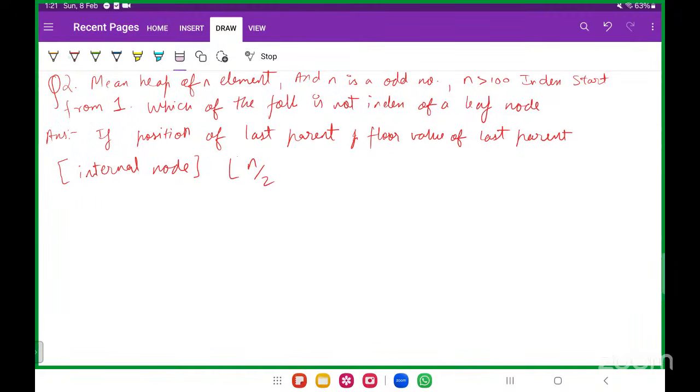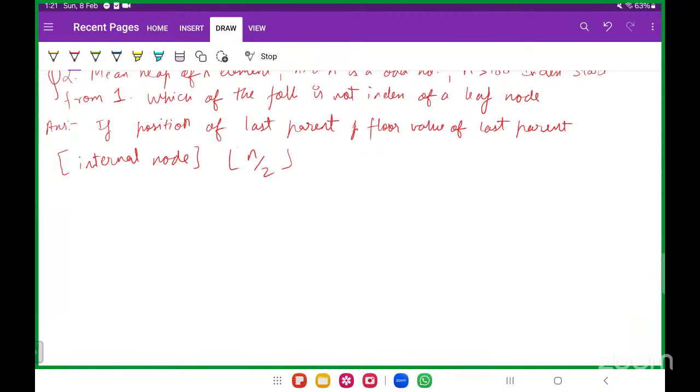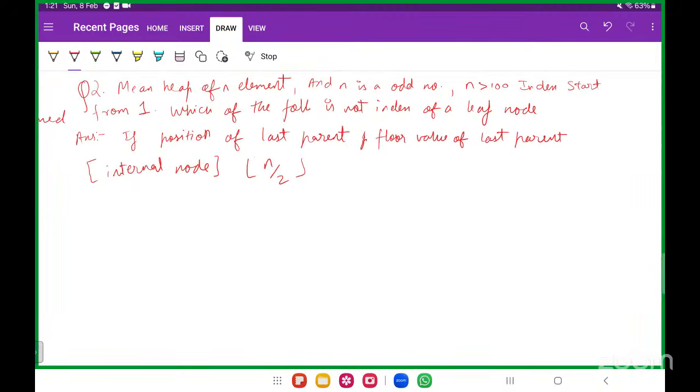Basically, in simple terms, we can say it is n minus 1 by 2. Let's say 101 elements are there, right? So 100 by 2, that is 50.5, and then the floor is 50. So simply we can say n minus 1 by 2. What can we say? n minus 1 by 2 is the last internal node. It means any element whose index is less than or equal to n minus 1 by 2 will be an internal node.